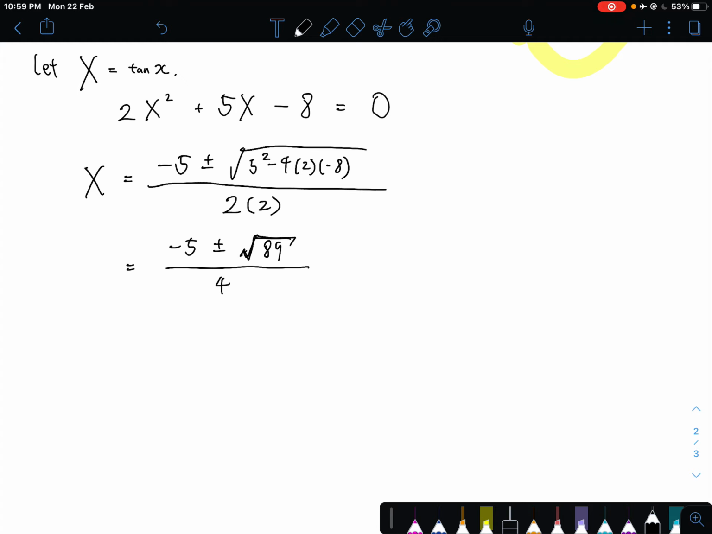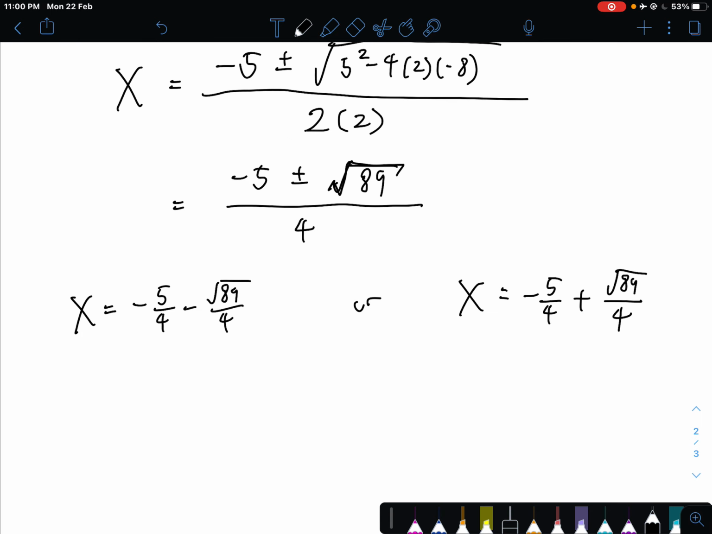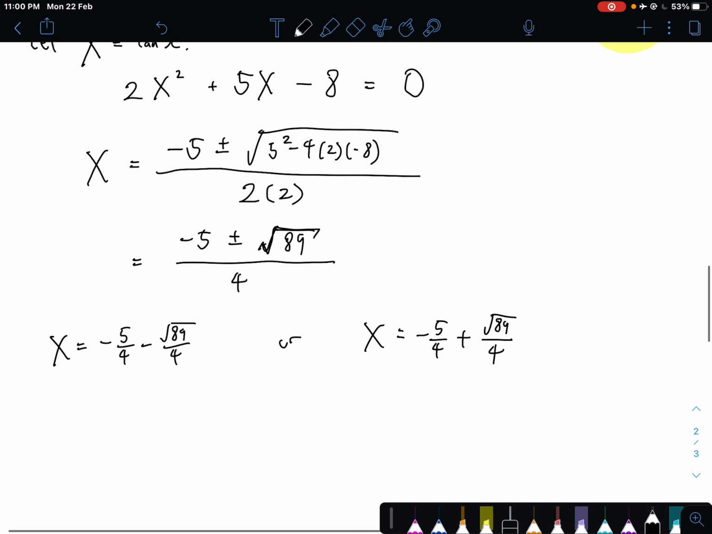So now I will have 2 answers. I will have x equals negative 5 over 4 minus square root 89 over 4, or x equals minus 5 over 4 plus square root of 89 over 4. These two as my answers. But just a quick check, using your calculator to try and solve the quadratic equation. Coefficient of x squared is 2, coefficient of x is 5, constant term is -8. Enter, and I get 1.108.